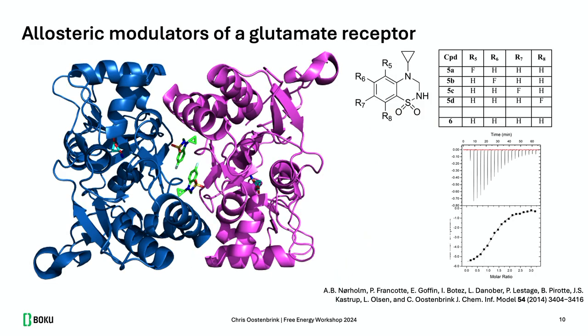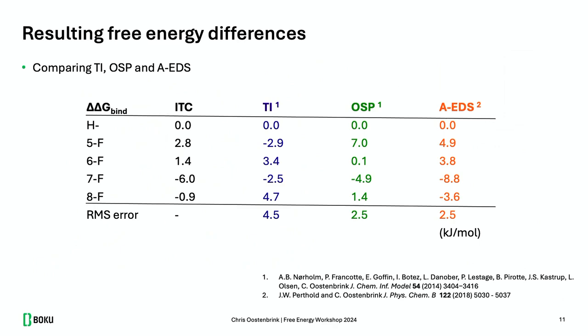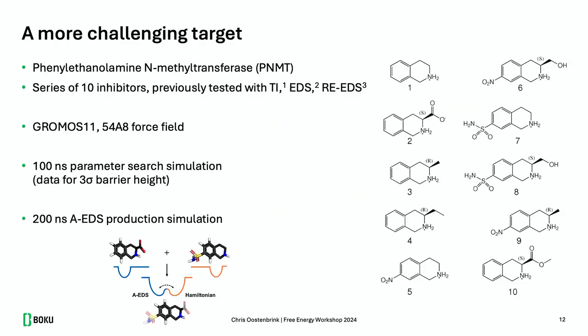We tried it on a number of different cases. And one of them was this glutamate receptor again that we saw before. So we see the same numbers as before. And then with accelerated EDS, well, we get a very, very similar root mean square error. We get a very similar performance. So that seems to, at least on this very small test case, work nicely. So that was very promising.